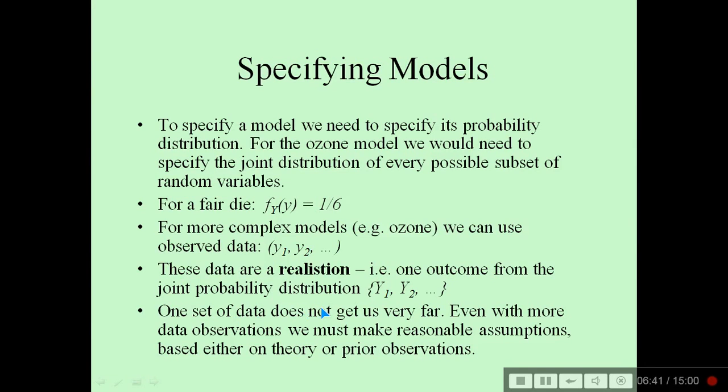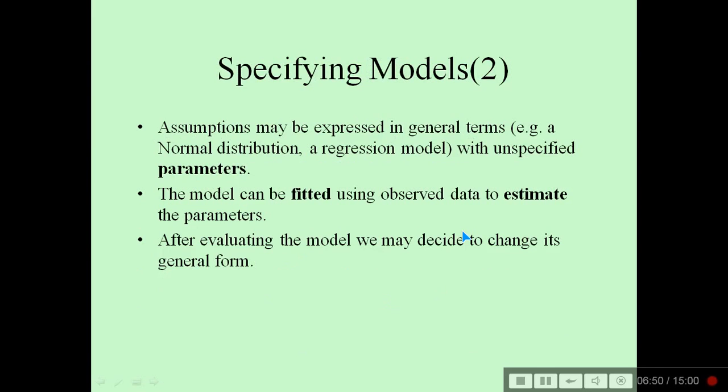One set of data does not get us very far. Even with more data observations, we must make reasonable assumptions based either on theory or prior observations. Assumptions may be expressed in general terms, that is a normal distribution or regression model with certain specified parameters. The model can be fitted using observed data to estimate the parameters, and after evaluating the model we may decide to change its general form.